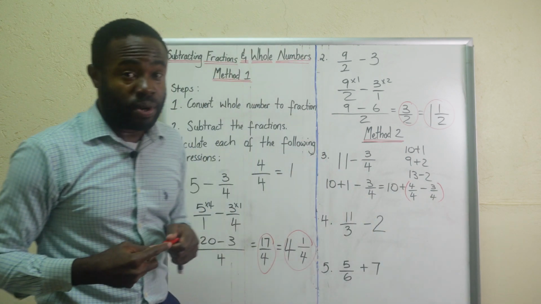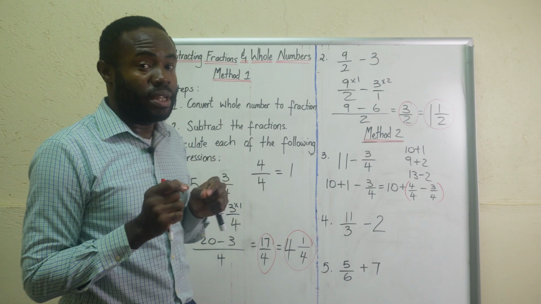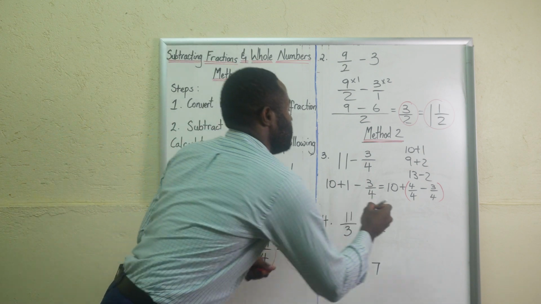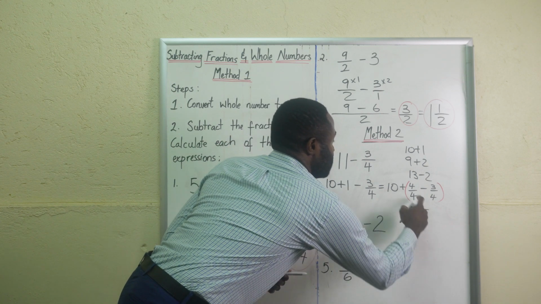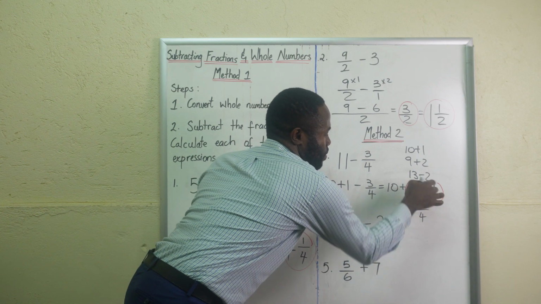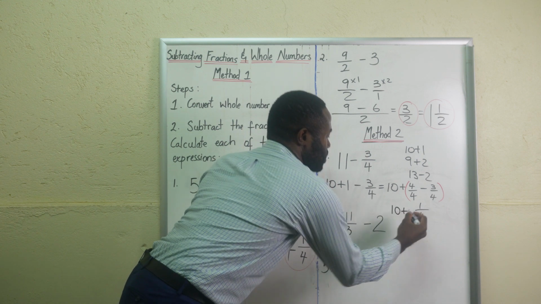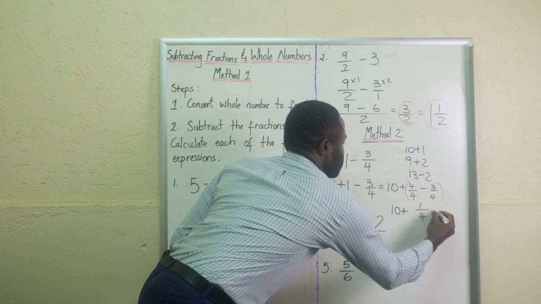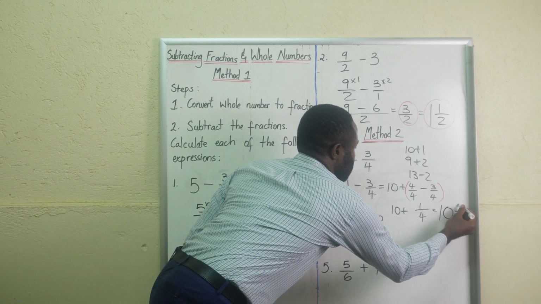Remember now, when we're adding or subtracting fractions that have the same or like denominators, we simply keep the denominator, which is 4 in this case, and then subtract the numerators. The numerators in this case would be 4 minus 3, which is 1, and then we add that to our 10. So the answer to that will simply be 10 plus a quarter, and we know that 10 plus a quarter as a mixed number will simply be 10 and a quarter.